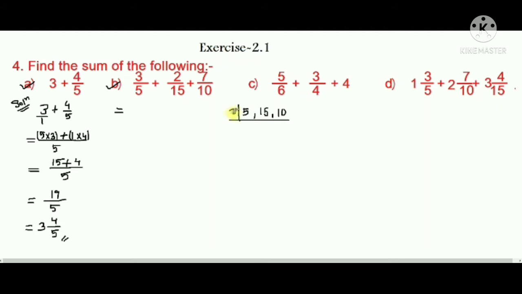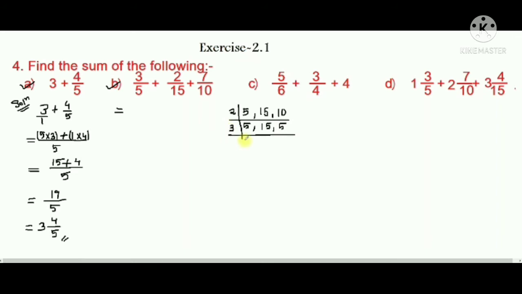How many times does 2 go in 5? You can't divide 5 by 2, so you write it the same. Now 15 also can't be divided by 2, so you write the same. Now you give a comma, and then 10. How many times does 2 go in 10? 5 times, so write 5 here. Then again you divide. This one can't be divided by 3, and this one can be divided by 3, but this one not. So after 2 we will write 3.